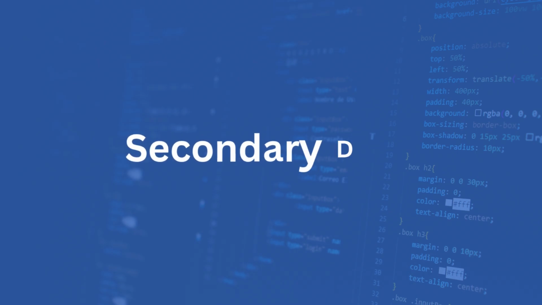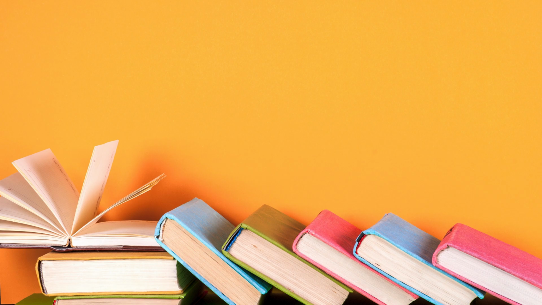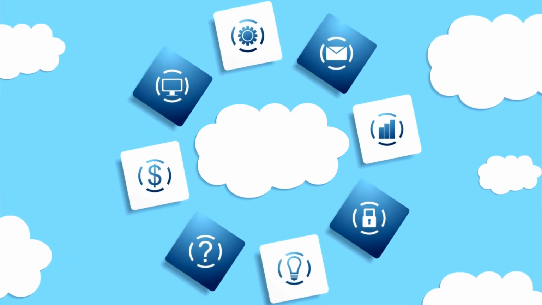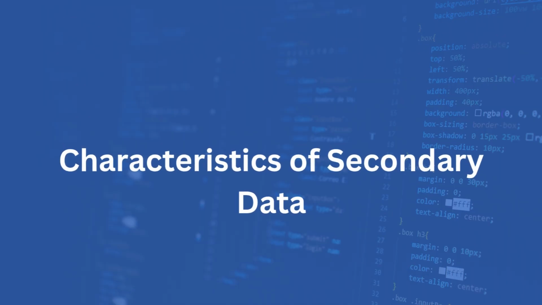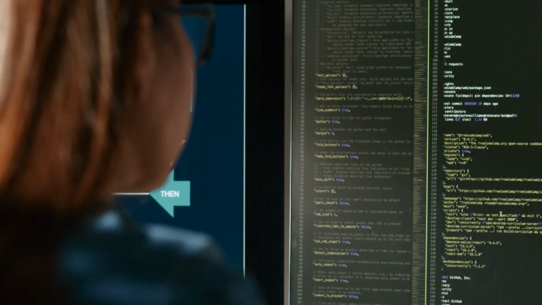Now, let's go ahead and understand secondary data. Secondary data is data that has already been collected, compiled, and published by others, and a researcher reuses that data for their analysis or references. It is typically sourced from books, journals, government reports, organizational records, and online databases. Secondary data is basically pre-existing data. It is already available from other sources.